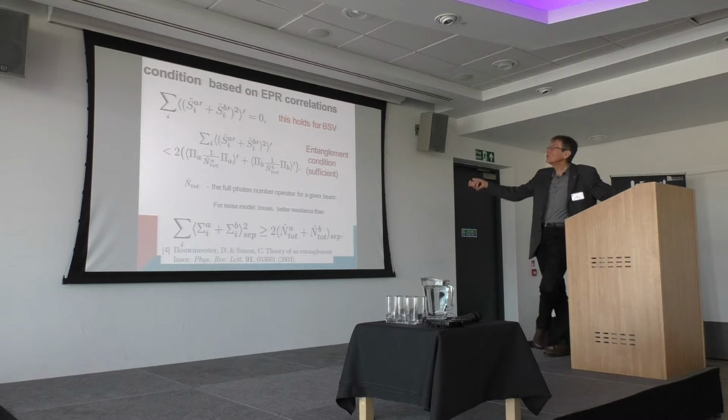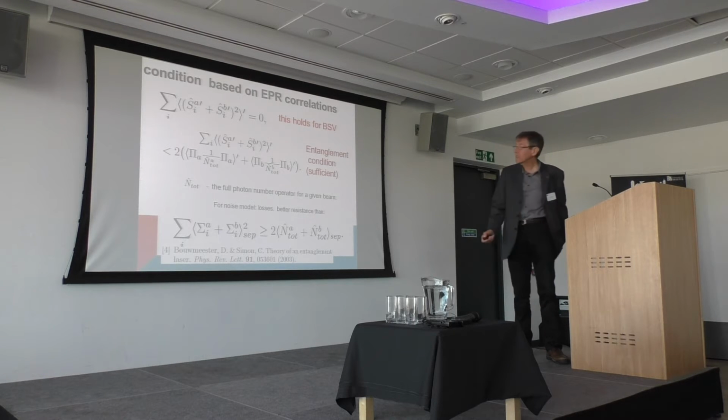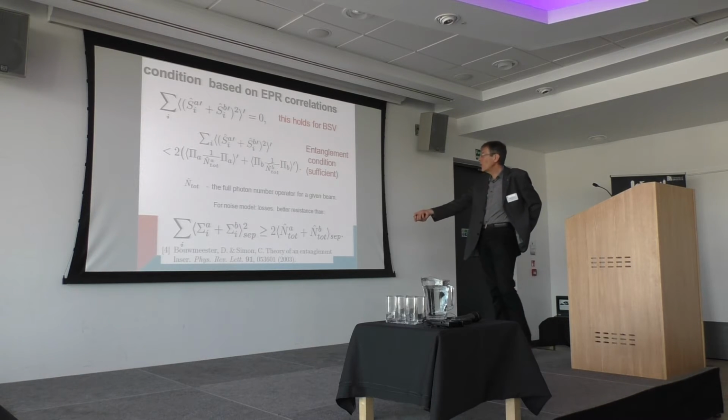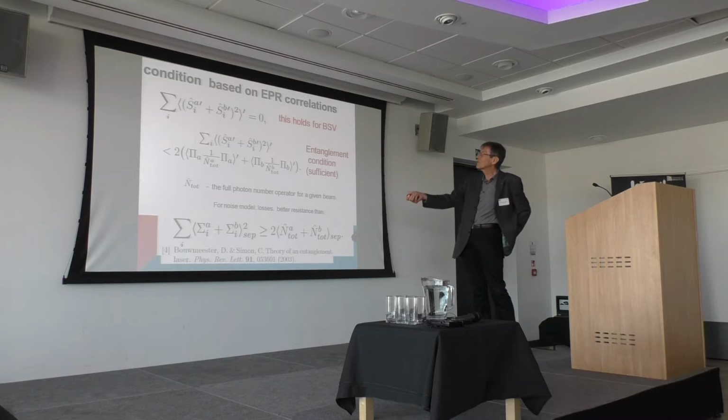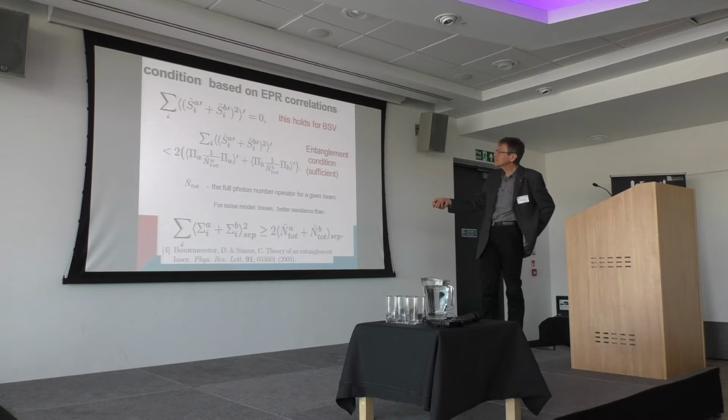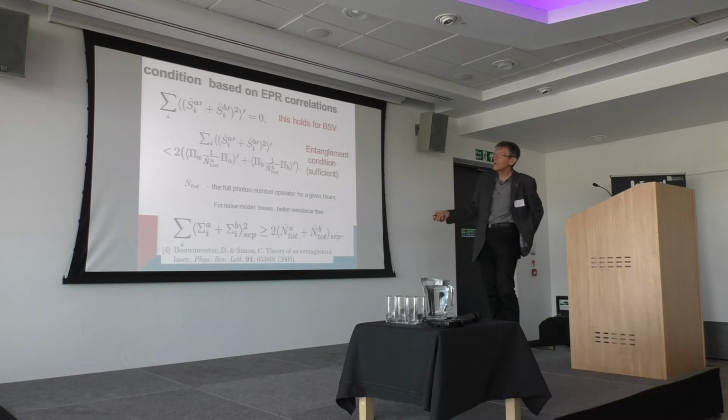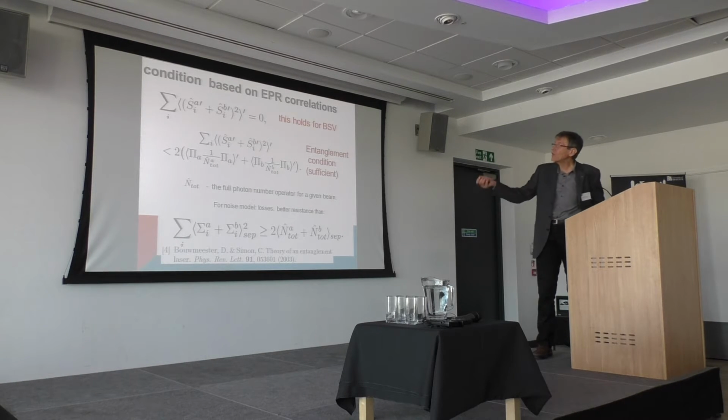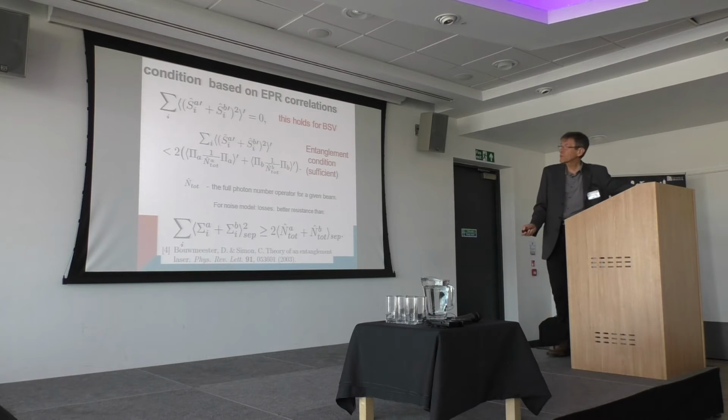But the entanglement condition is different. It's a funny thing. Once you know this, it's very easy to guess how this one looks, because you don't average the total photon number, but one over the total photon number.